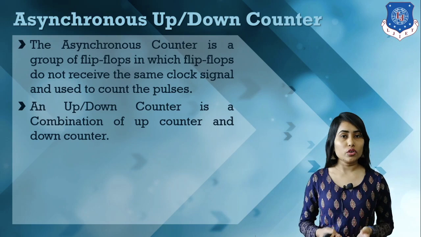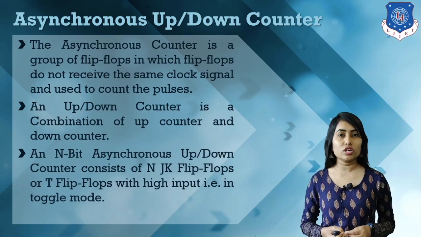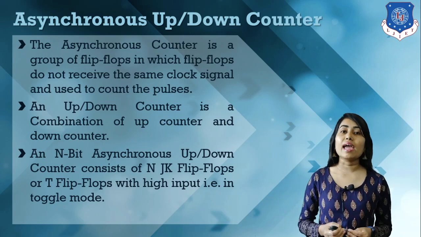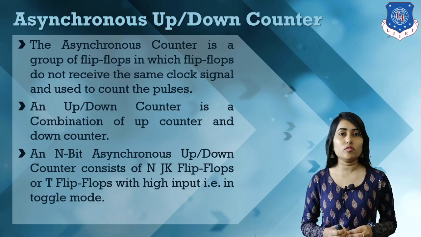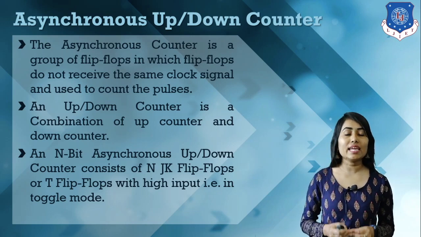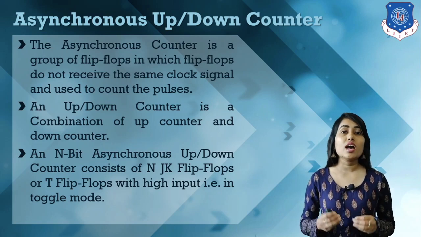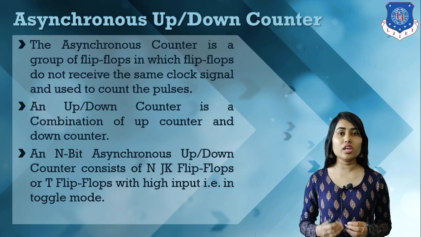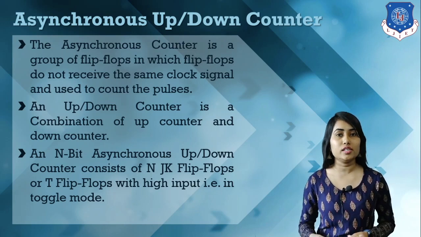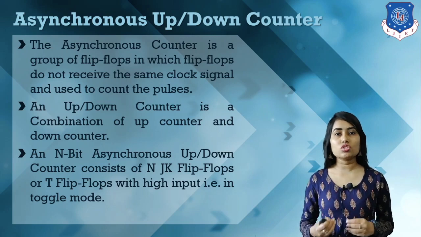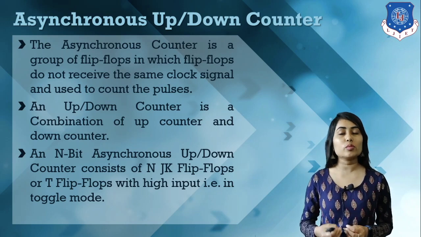So to design an n-bit asynchronous up and down counter, we have to use n flip-flops. Here we use either JK flip-flop or T flip-flop with input 1, that means in toggle mode.